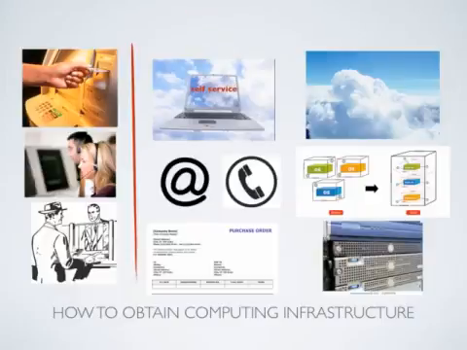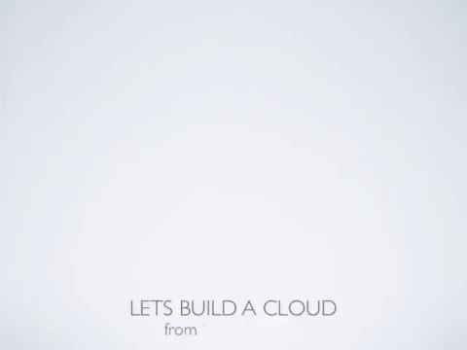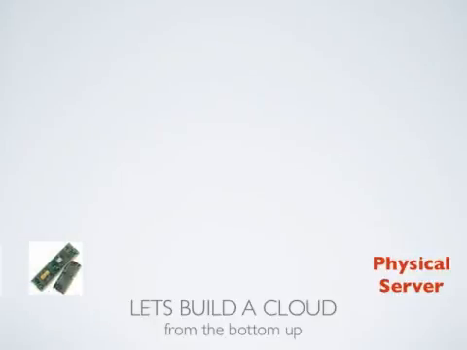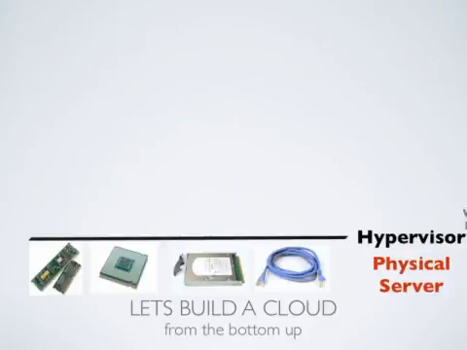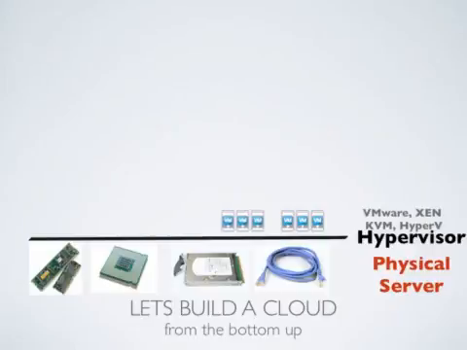Let's now build a cloud from the bottom up. First, we start with a physical server, which contains memory, CPU, disk, and networking. We layer on top of that a hypervisor. In this example, there could be VMware, Xen, KVM, or Hyper-V. The hypervisor allows many different virtual machines to run on top of the same physical hardware.